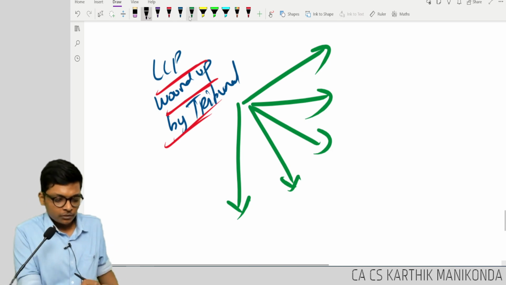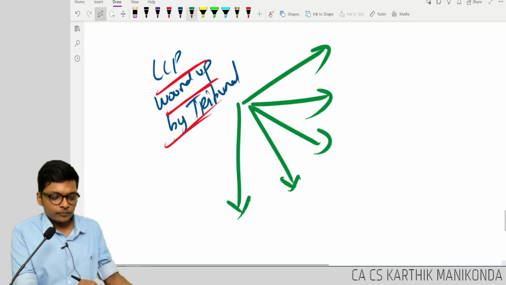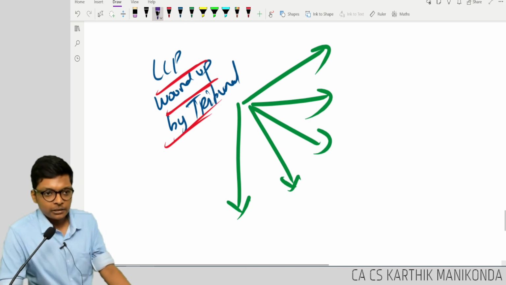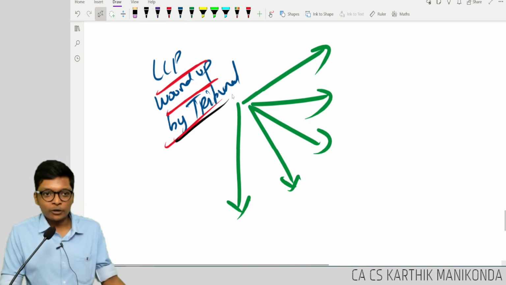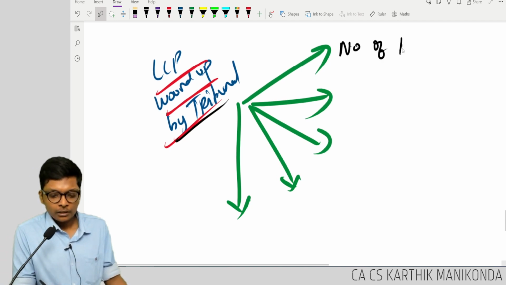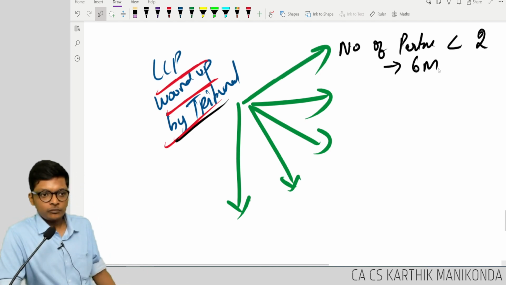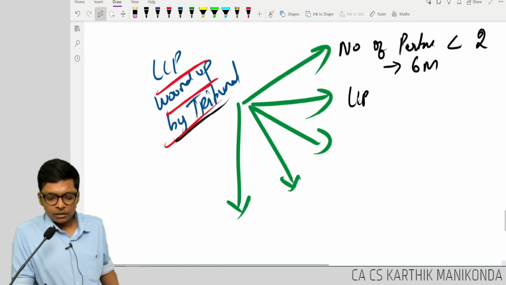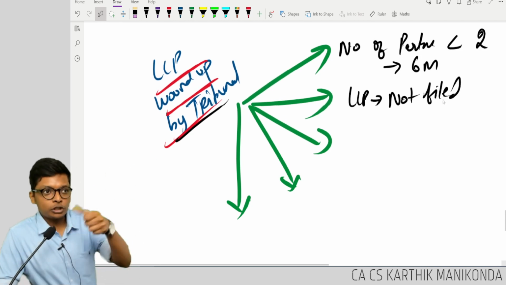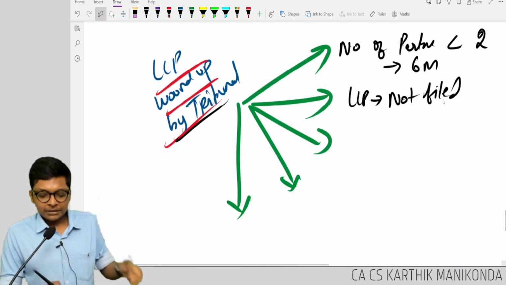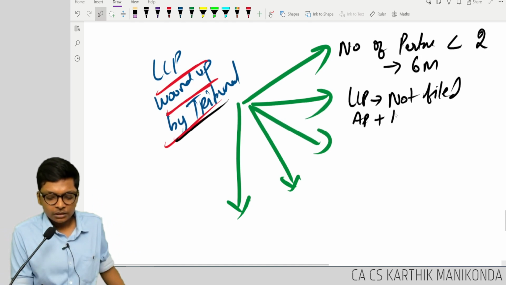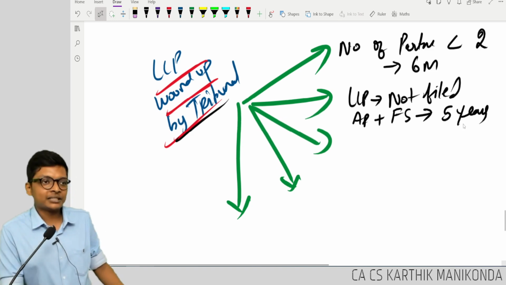Okay. Now, LLP wound up by tribunal. When will it be wound up, guys? LLP wound up by tribunal: first, the number of partners falls below 2 and it continues for more than 6 months. Next, LLP has not filed the annual return and financial statement and solvency for a continuous period of 5 years.